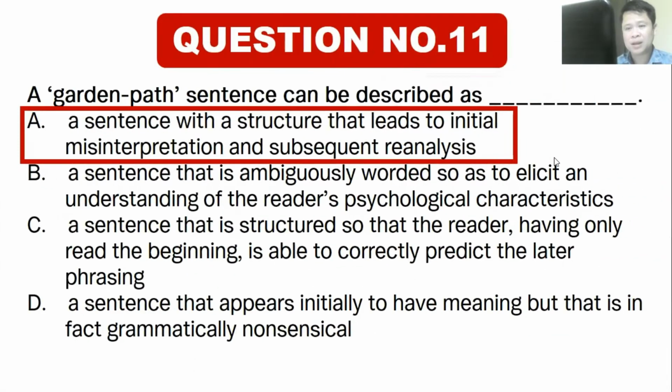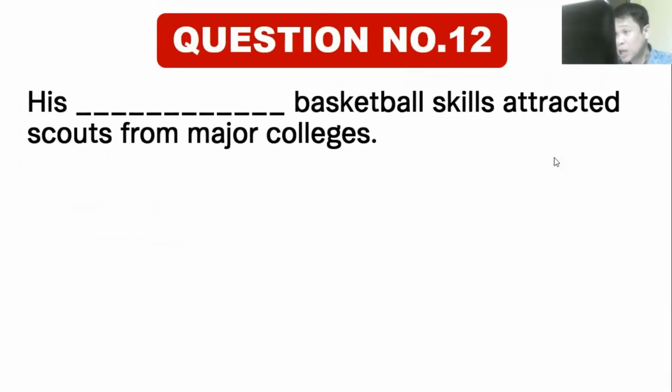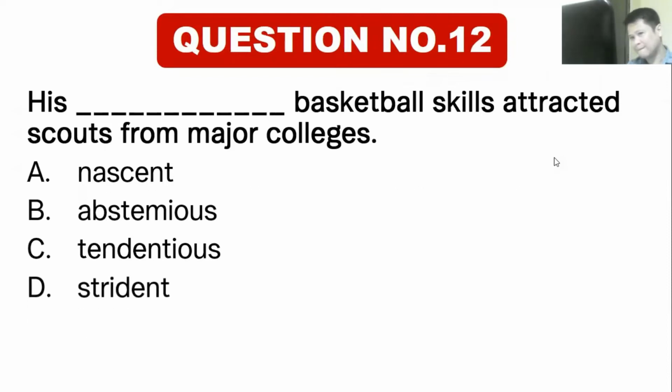Question number 12. His blank basketball skills attracted scouts from major colleges. A. Nascent. B. Abstemious. C. Tendentious. D. Strident. A. His nascent basketball skills attracted scouts from major colleges. B. His abstemious basketball skills attracted scouts from major colleges. C. His tendentious basketball skills attracted scouts from major colleges. D. His strident basketball skills attracted scouts from major colleges.